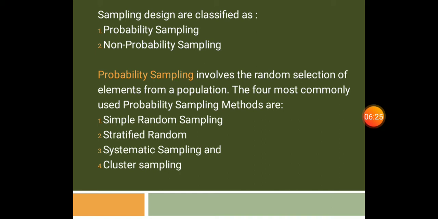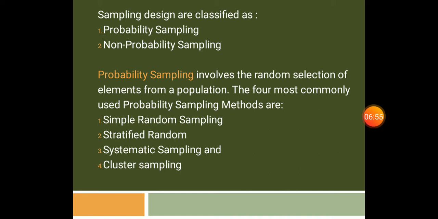Non-probability sampling means we are not assigning any particular probability to the individuals in the population. According to the convenience of the investigator, if we are selecting the sample, then that type of sampling technique is what we call non-probability sampling. There are different types of non-probability sampling techniques: convenience sampling, quota sampling, purposive sampling, and so on. But probability sampling is always advantageous compared to non-probability sampling.